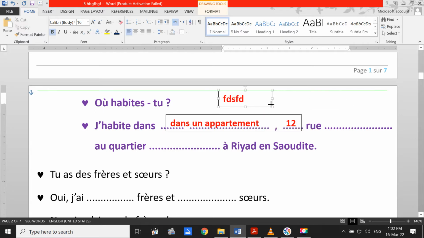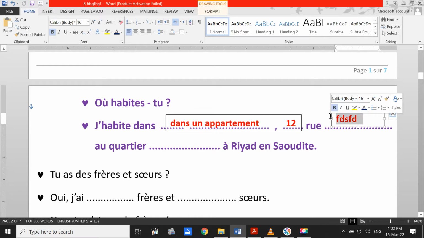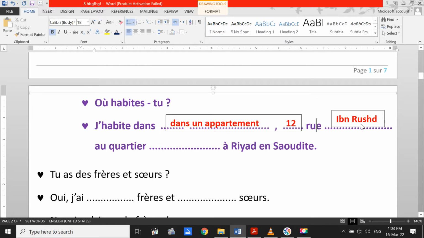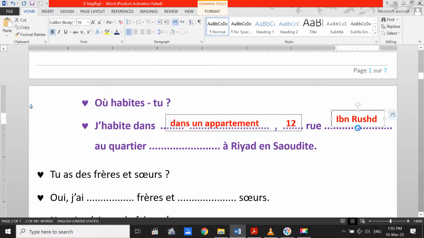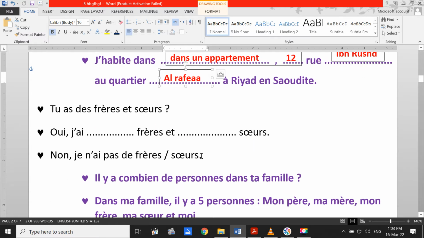After that, rue, we say the name of the street. Rue, par exemple, Ibn Rushd. This is the name of the school's street. Ibn Rushd, 12, this is the number of the building. And rue means street. And this is Ibn Rushd, the name of the street. After that, au quartier, Al-Rafia, par exemple. Okay, Al-Rafia, à Riyad en Saoudite.